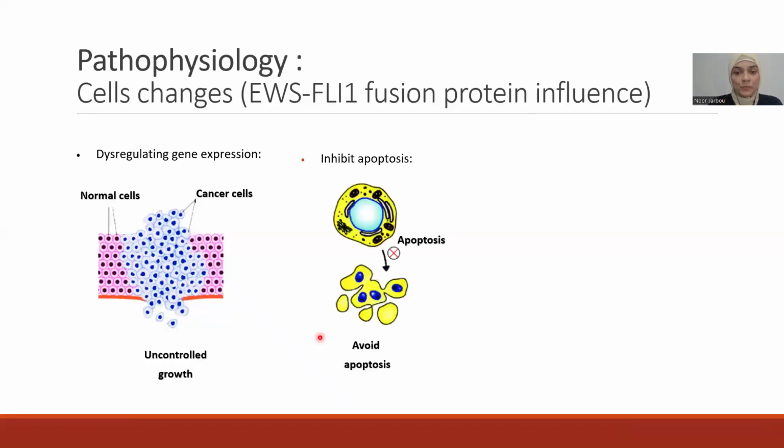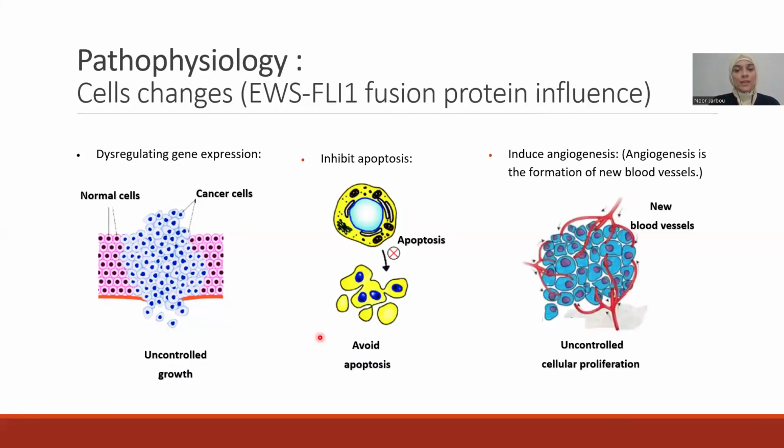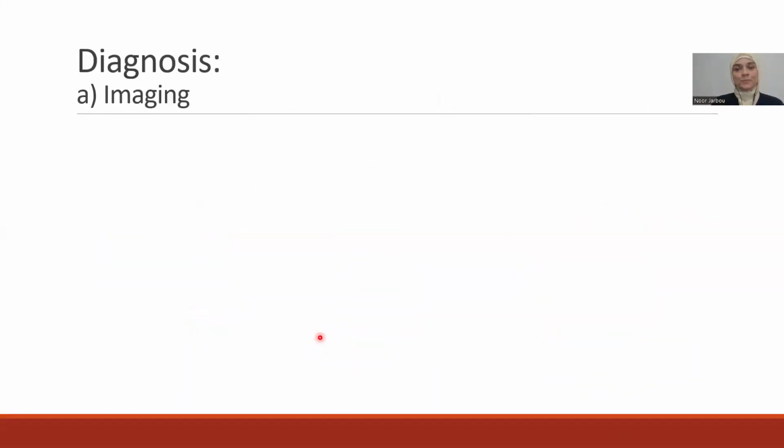tumor formation. The fusion protein was reported to inhibit programmed cell death, which is known as apoptosis, enabling cancer cells to survive and multiply. Additionally, the EWS-FLI1 fusion protein was found to induce angiogenesis, which is the formation of new blood vessels, supplying cancer cells with the necessary oxygen and nutrition for growth.